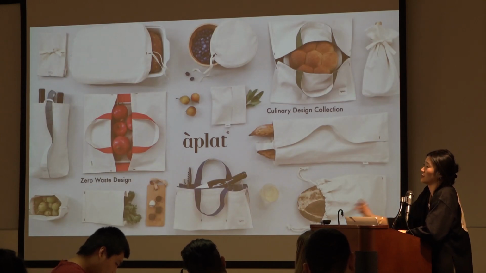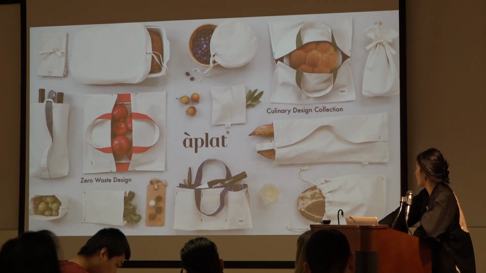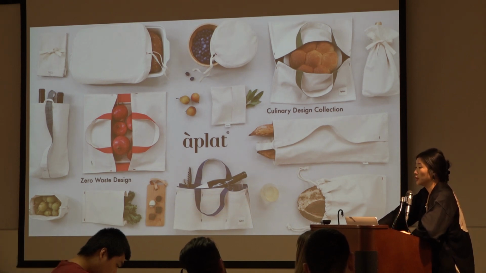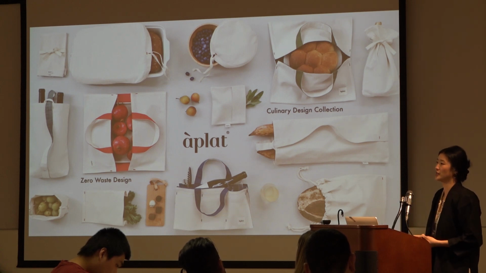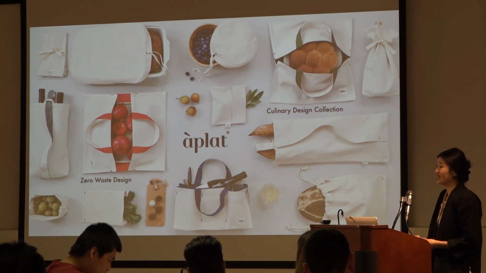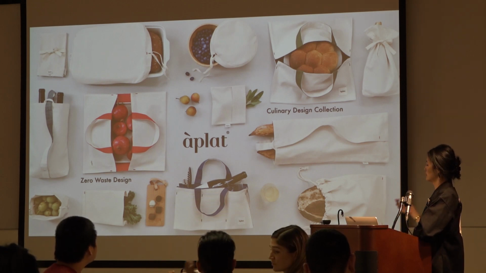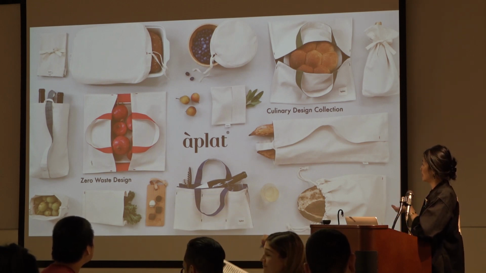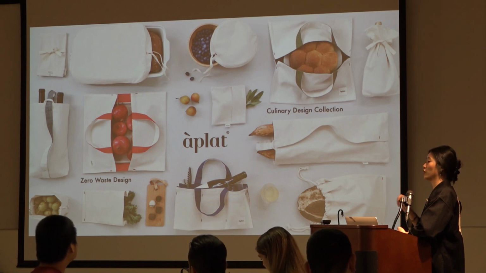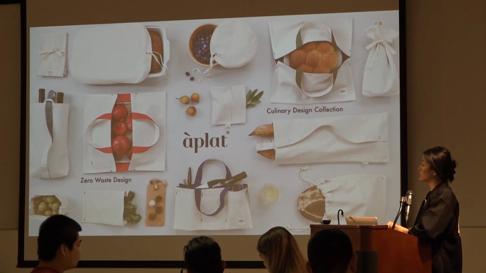Now, as Wesley mentioned earlier, I work for a company right now called Aplat. We're located in San Francisco, and we're very lucky to be across the street from the factory where we produce that, with which we have a great intimate relationship that we've fostered to kind of change this pattern system. So we make zero waste bags for culinary, for wine, for bread and produce, as well as garden.